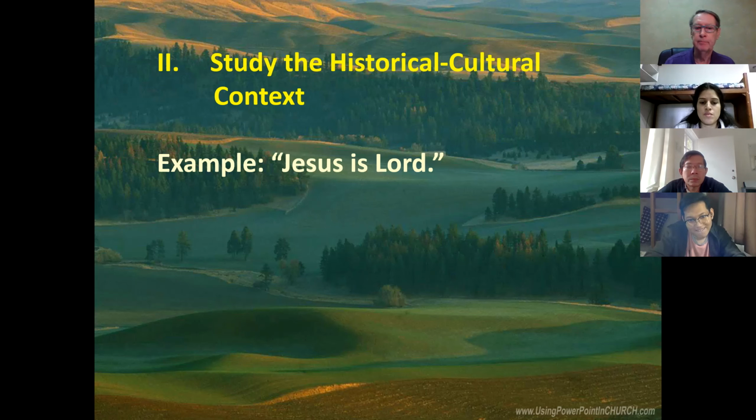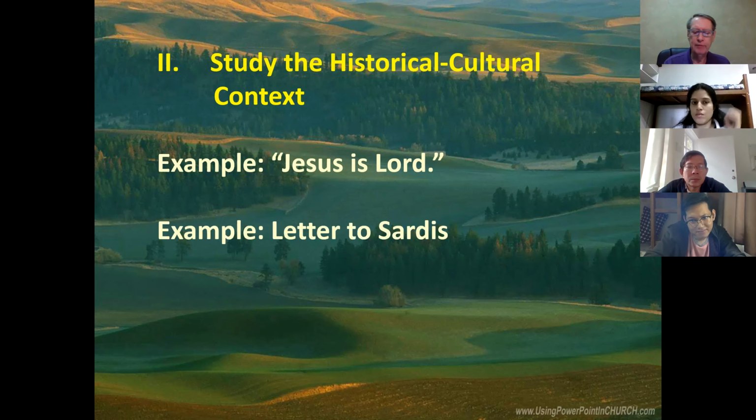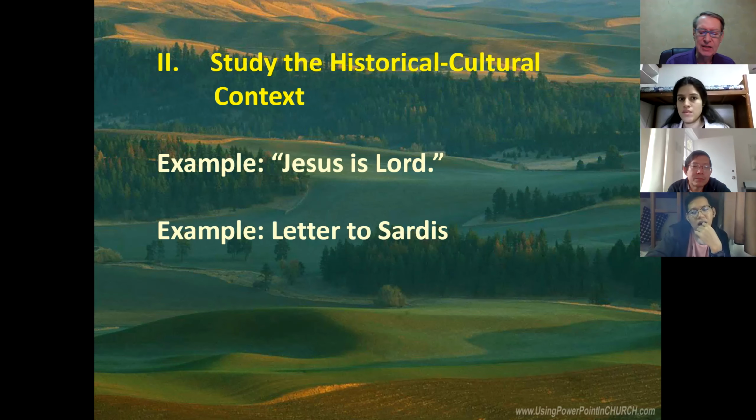Let me give another example. When John in Revelation writes to the church in Sardis, he tells them to wake up, and he may have been drawing on their history. The history of the city of Sardis gives us an excellent example of what happened in the church in Sardis. The original city of Sardis was built upon what was believed to be impregnable cliffs that nobody could climb up. Later it grew and was located in the valley at the foot of the cliffs.